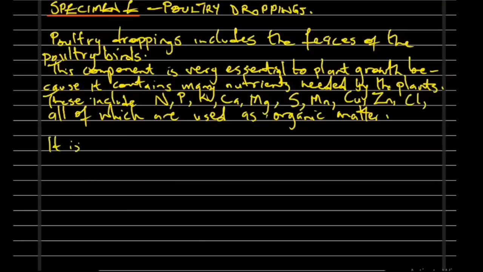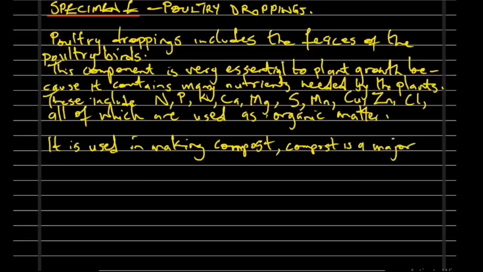Now, it is used in making compost. The poultry dropping is used in making compost. And what do I mean by compost? Compost is a major plant manure prepared from animal feeds.